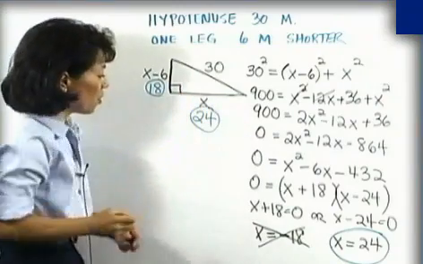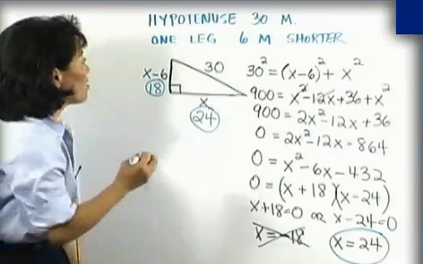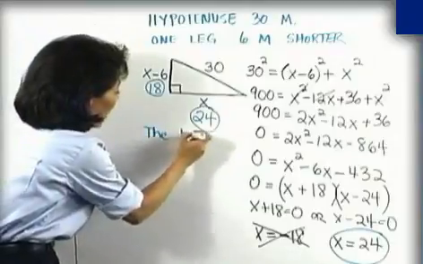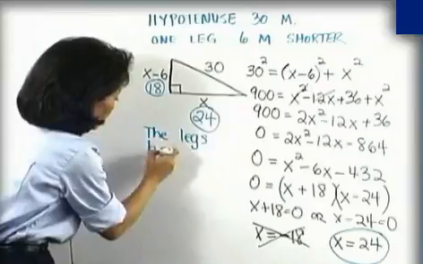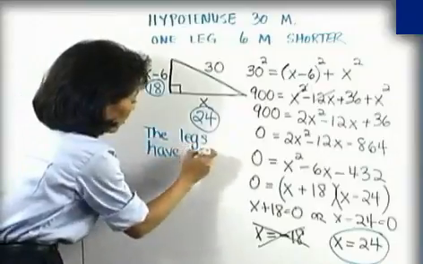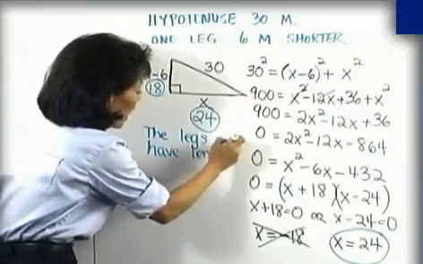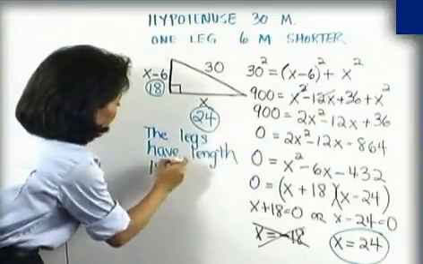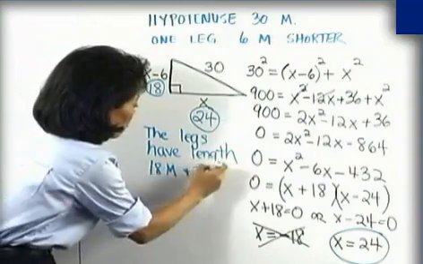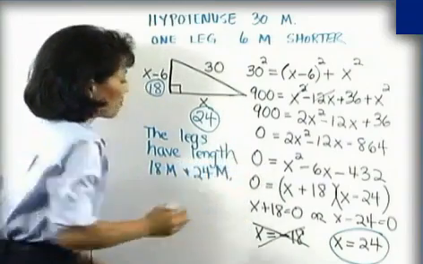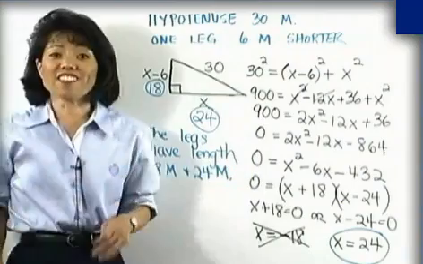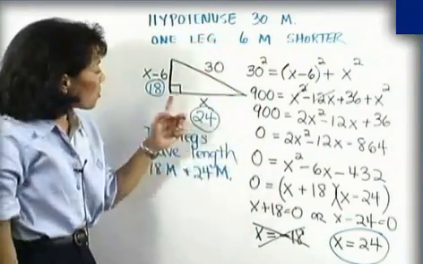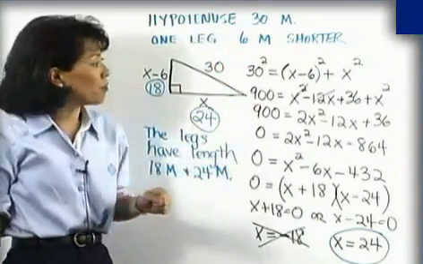So remember, always answer the question asked. In this case, we can say the legs have lengths. And after all this work, we're happy to say the legs have length of 18 meters and 24 meters. Now that was an exhausting problem, wasn't it? But if you take it slowly, draw a diagram if it's possible.